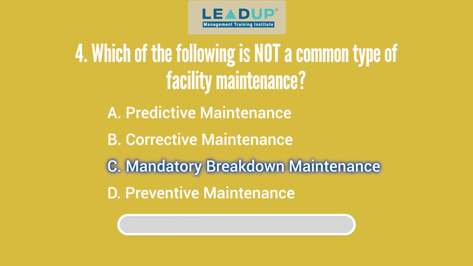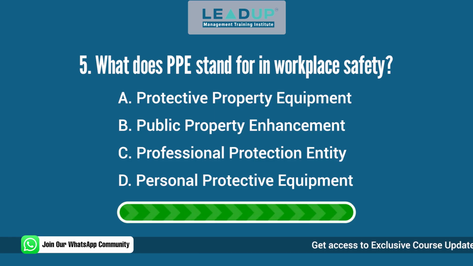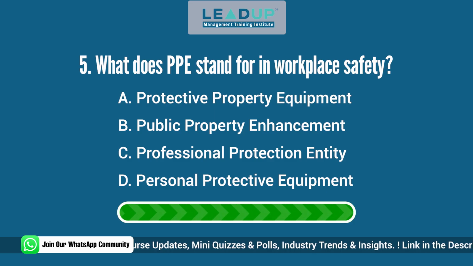Answer: mandatory breakdown maintenance. Question 5. What does PPE stand for in workplace safety? A. Protective property equipment, B. Public property enhancement, C. Professional protection entity, and D. Personal protective equipment.